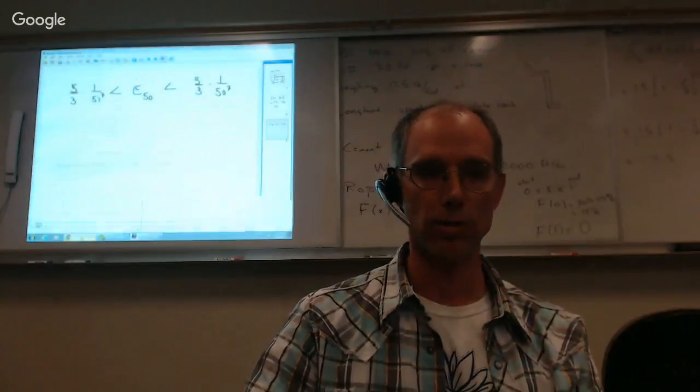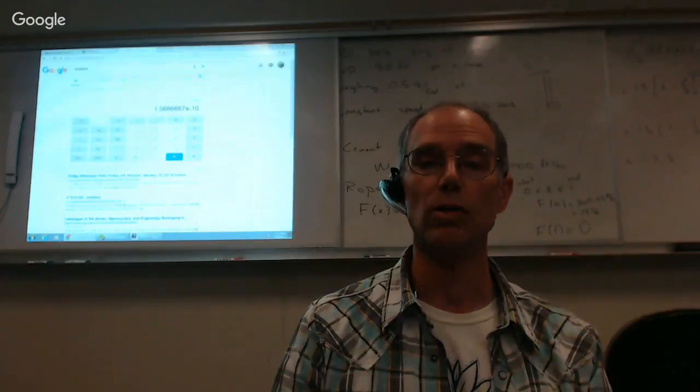I'm just going to go to my Google calculator. What is 5/3 divided by 50 raised to the 6th? And my calculator says, wow, we're getting pretty accurate there. We got 9 decimal places of zeros, about 1 times 10 to the negative 10th. So that's the worst our error is.